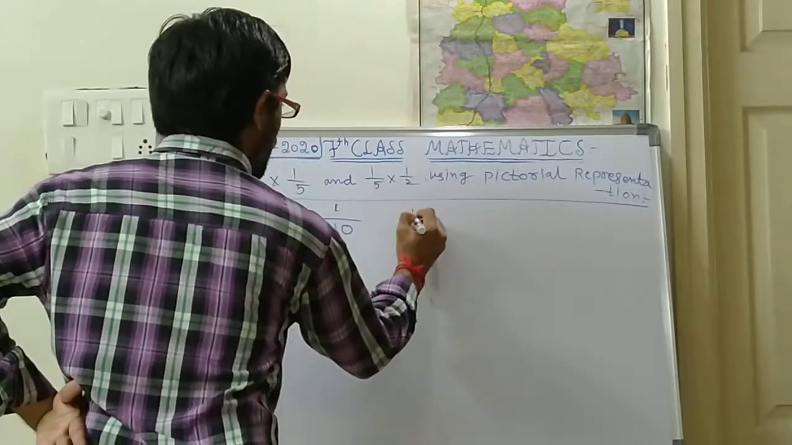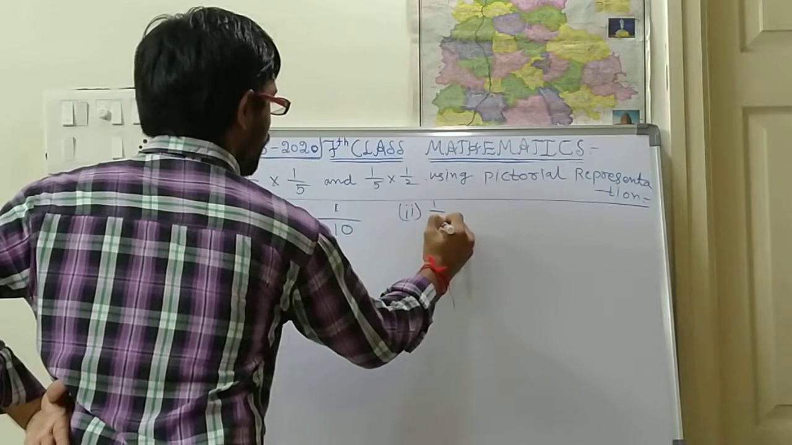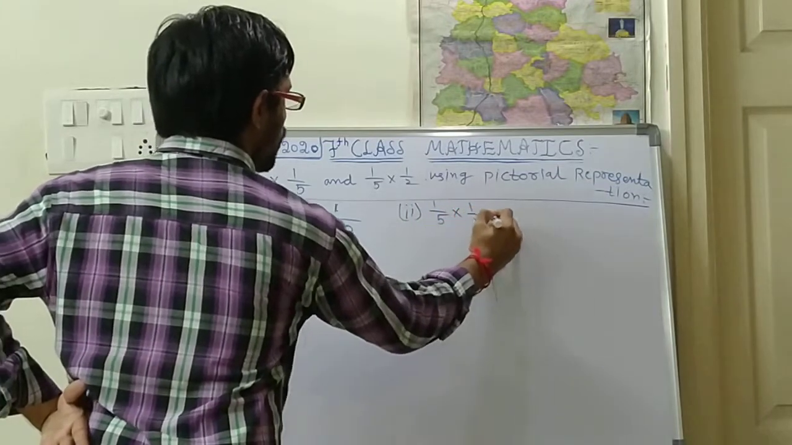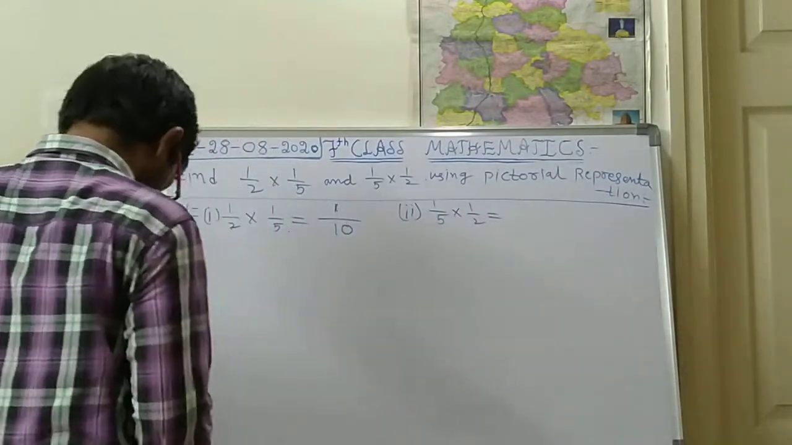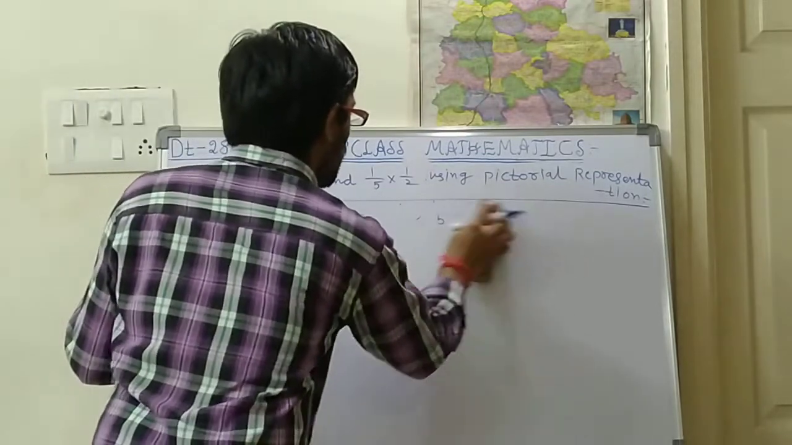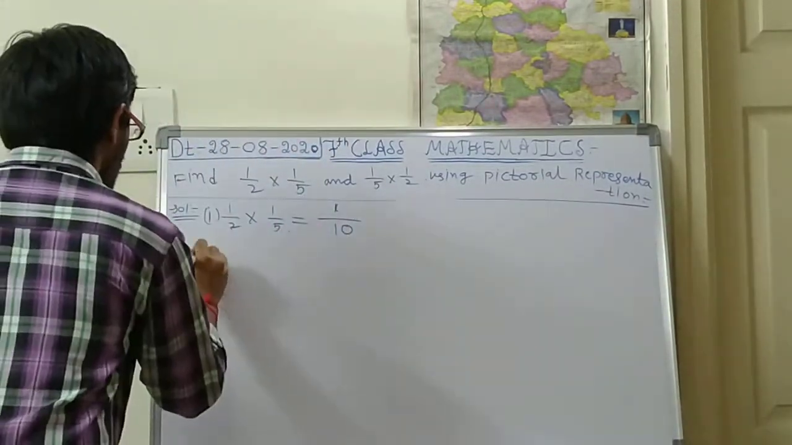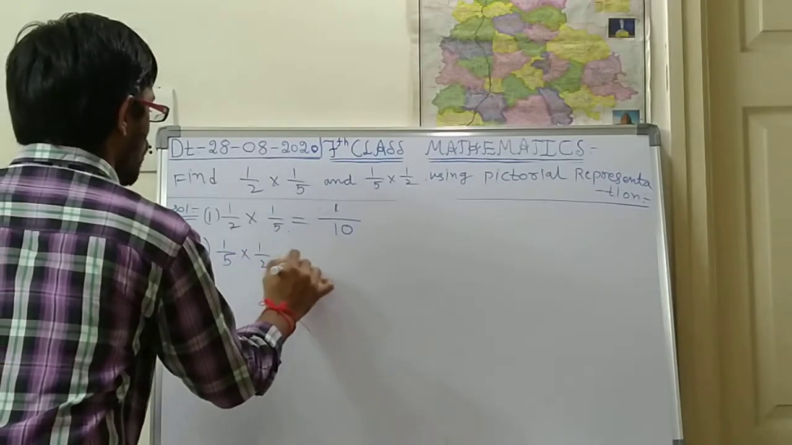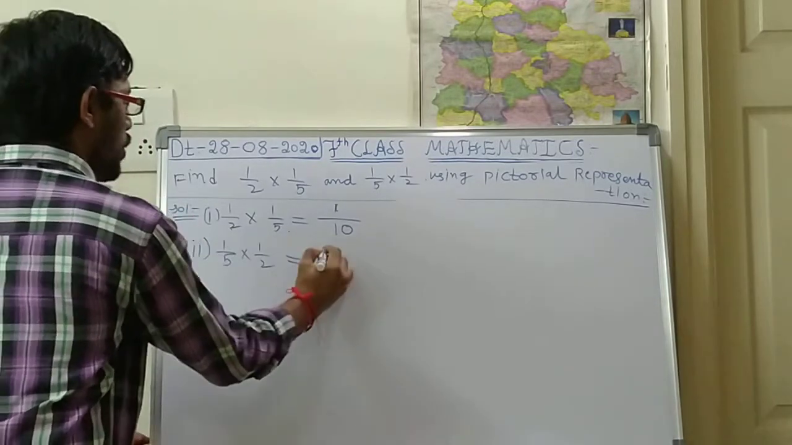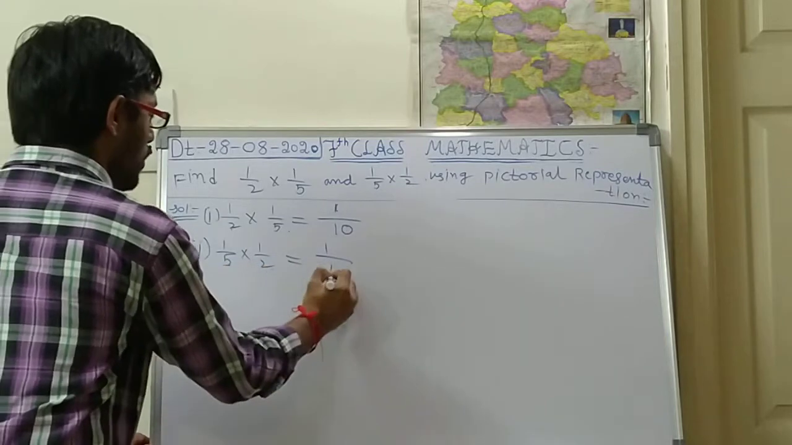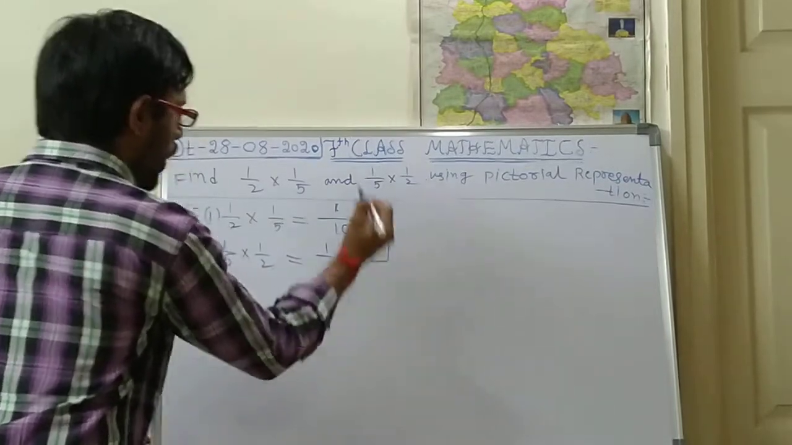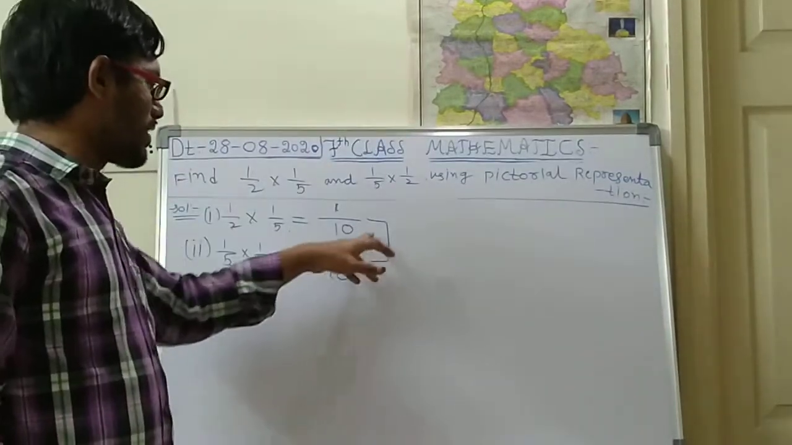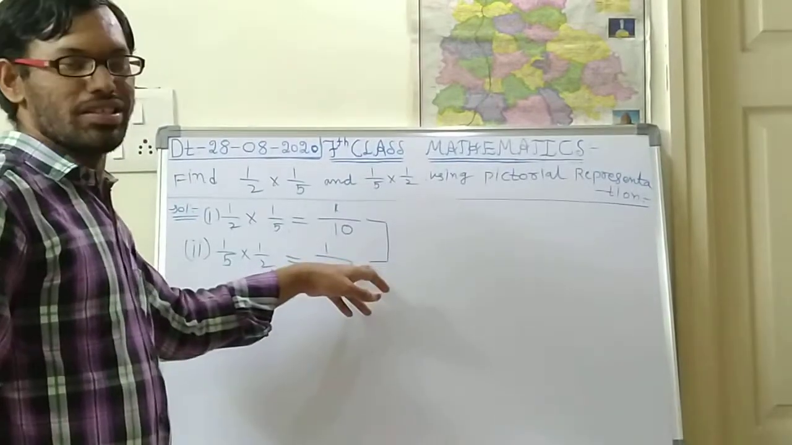Next, the second one, 1 by 5 into 1 by 2. What is the result? Numerator into numerator, 1 into 1, 1. 5 into 2, 10. So if you observe here, both the results are the same.